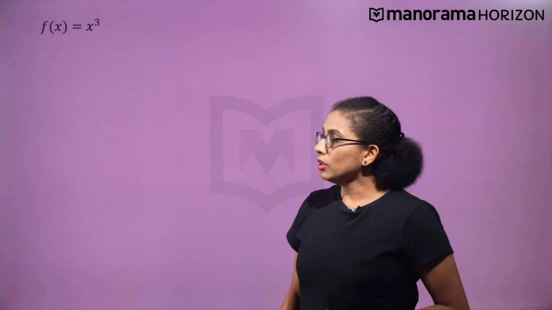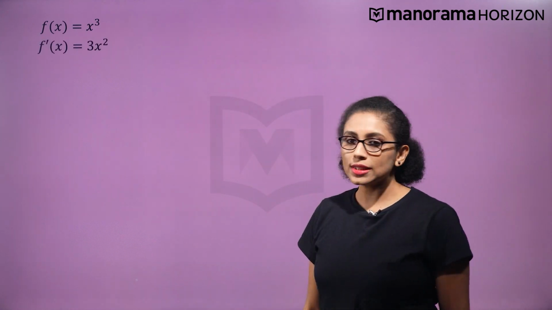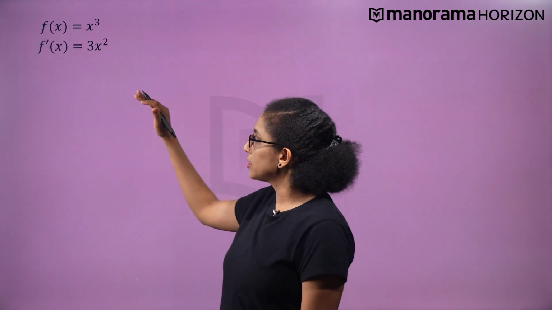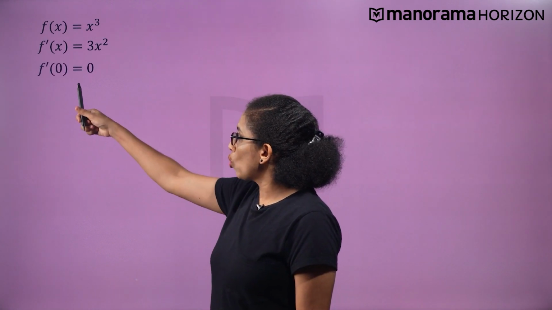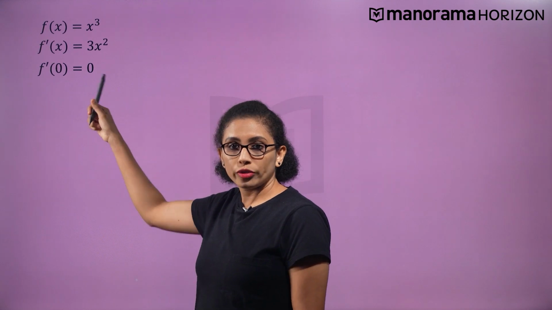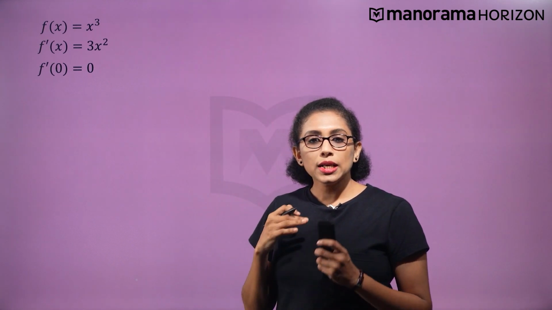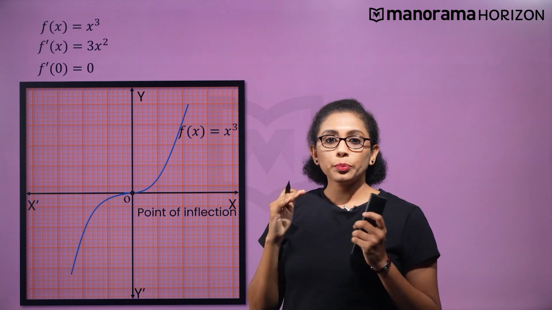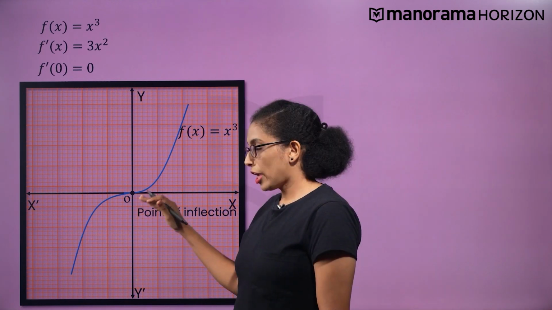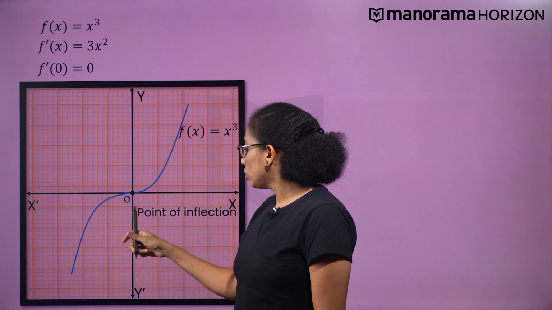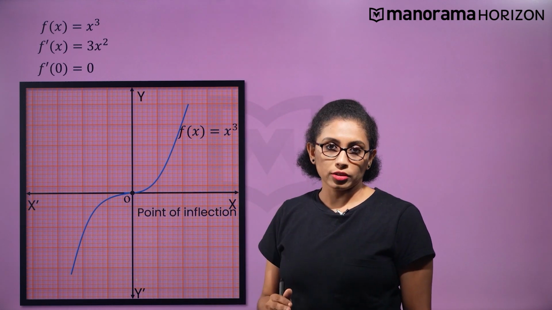Let's see one example. If f of x is equal to x cube, what is f dash of x? Taking the derivative, we get it as 3x square. Now, f dash of 0, what will be the value? The answer will be 0. But 0 is neither a point of local maxima nor a local minima. Therefore, this point is called the point of inflection, right?